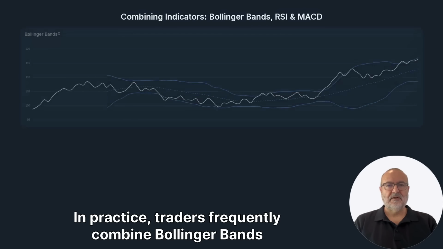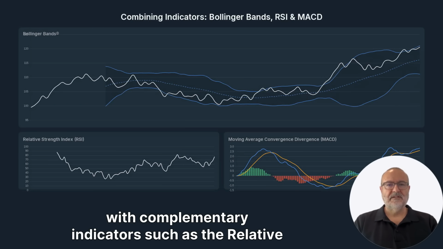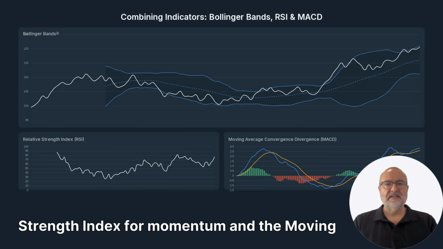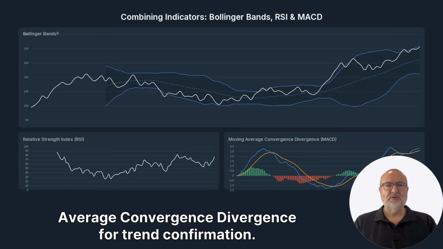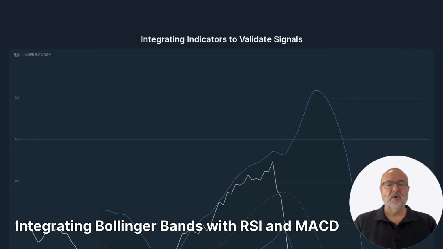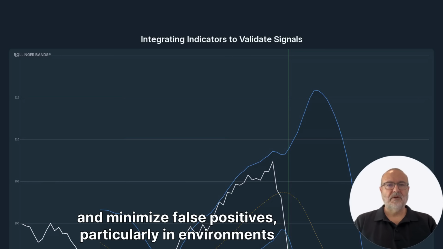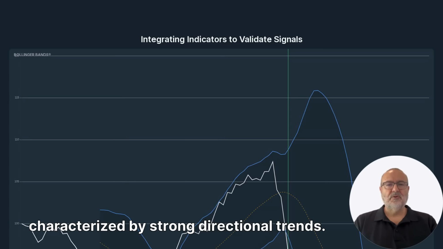In practice, traders frequently combine Bollinger Bands with complementary indicators such as the relative strength index for momentum and the moving average convergence divergence for trend confirmation. Integrating Bollinger Bands with RSI and MACD allows traders to validate signals more effectively and minimize false positives, particularly in environments characterized by strong directional trends.